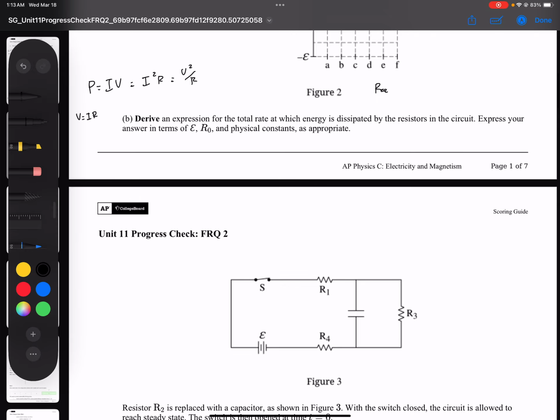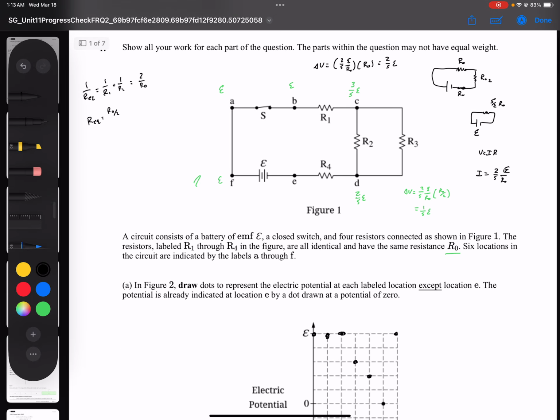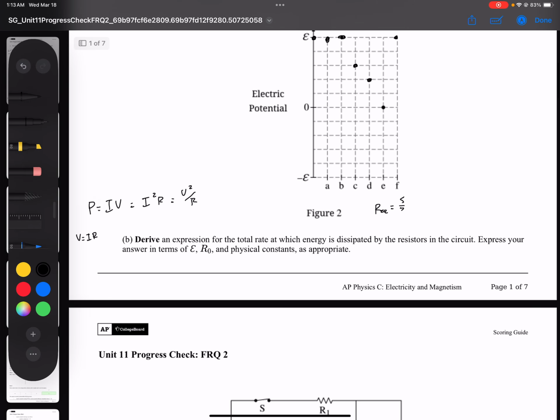So I know that the equivalent resistance is equal to, what did it come out to? Yeah. So 5/2 R naught. Okay. And I know that the voltage is going to be the EMF of the battery. So then the power dissipation through the battery is the EMF squared divided by 5/2 R naught. And let's simplify this fraction. You get 2 times EMF squared over 5 R naught. That is the power dissipated by the circuit.